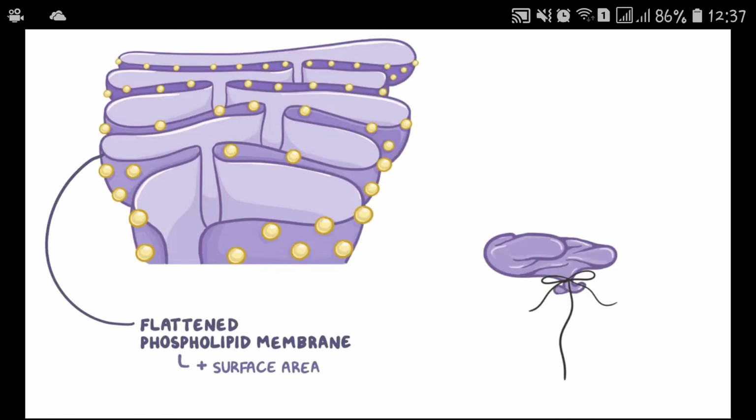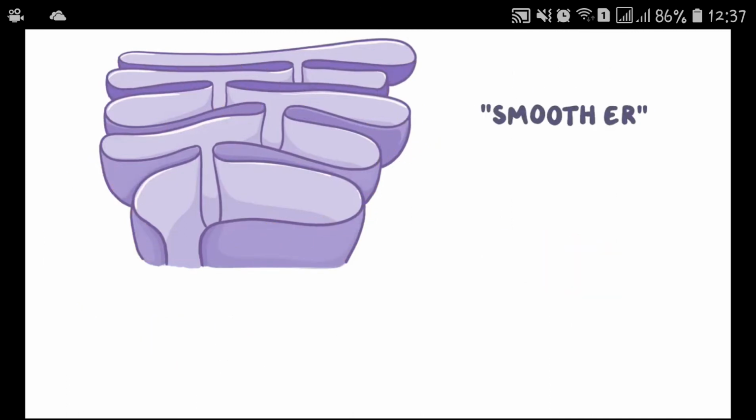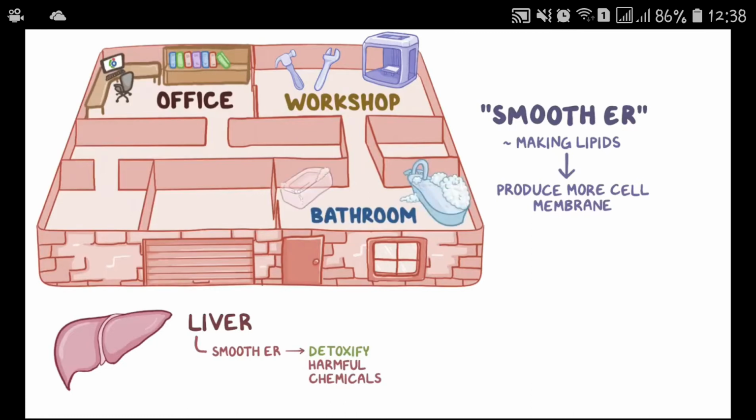The part of the endoplasmic reticulum that produces protein is called the rough endoplasmic reticulum, since the ribosomes resemble tiny little bumps that make the endoplasmic reticulum look rough under an electron microscope. There's also a smooth type of endoplasmic reticulum, which is involved in making lipids, like cholesterol and phospholipids. And the cell can use this for producing more cell membrane. In some cells, like the liver, the smooth endoplasmic reticulum helps with detoxifying harmful chemicals. So in this case, kind of like a spa or bathroom in the apartment.